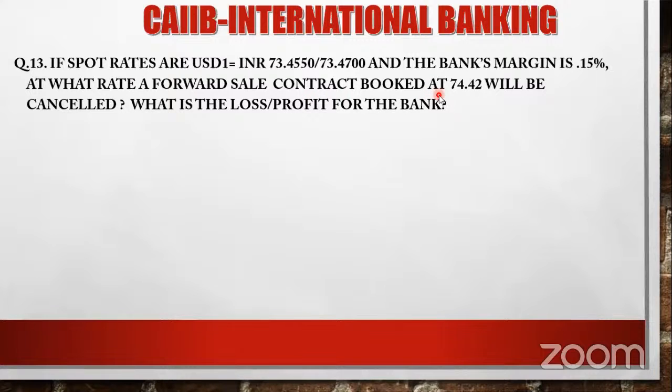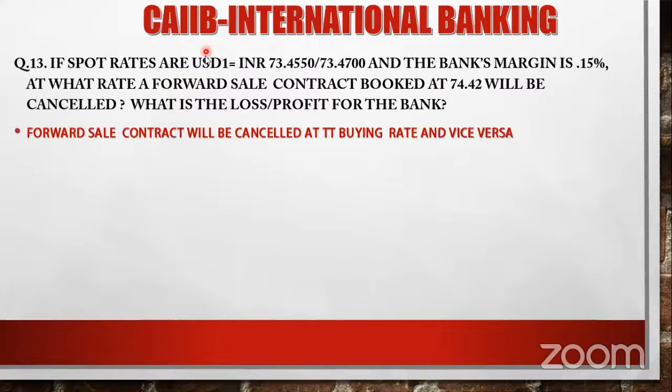Now the arithmetic will undergo a change. Earlier the arithmetic was different. This arithmetic is different. What is the first rule? First step: now it's a sale contract. Sale contract will use the TT buying rate. TT buying rate means what? Go to this side, don't go to that side. TT buying means 73.45.50. Now I am putting minus. Why? Because I am using the buying rate, and buying means bank profit will be minus. So 73.34.50. This is the cancellation rate.